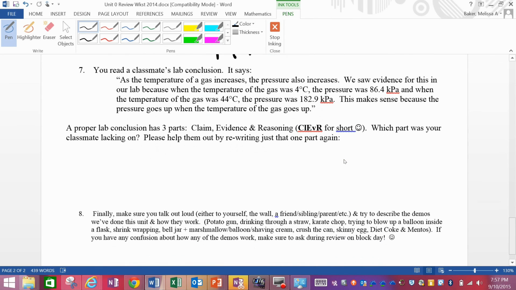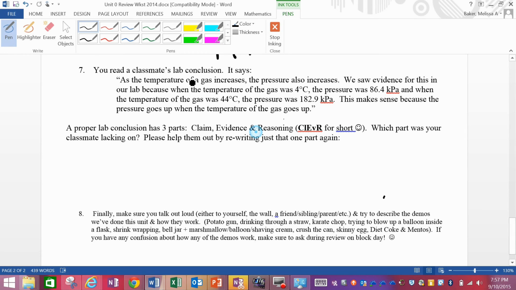Second to last problem, I guess. Let's check out this conclusion. They have a claim. As temperature goes up, pressure goes up. They have evidence where they cited data. When the temperature was 4 degrees, the pressure was only 86 kPa. But when the temperature went up to 44 degrees Celsius, the pressure went up also, 182.9. That makes sense because the pressure goes up when the temperature goes up.